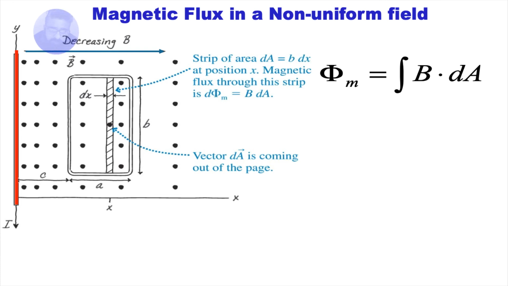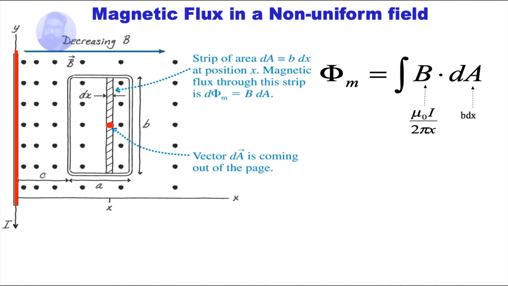And we're considering an area with a height of b and some dA or some width that we're going to call dx. And so our magnetic flux for a differential element is going to be B times dA, and dA is little b times dx. And we're going to integrate over that.